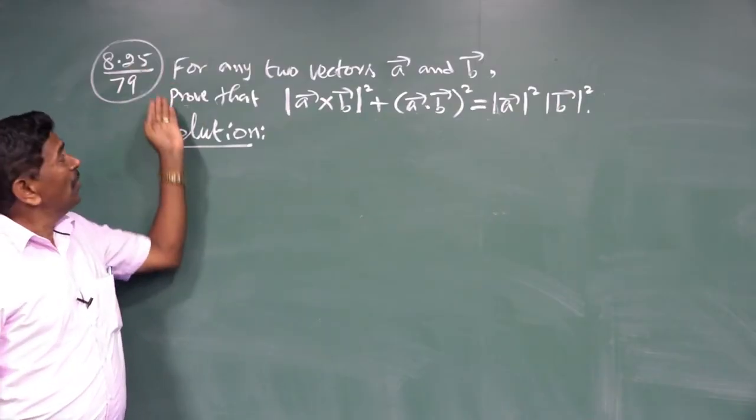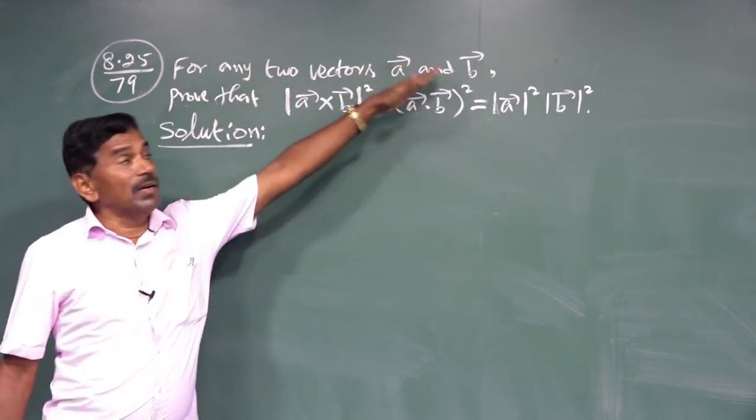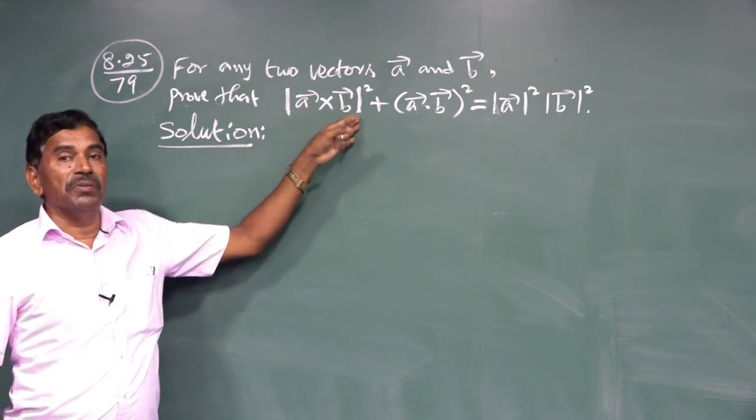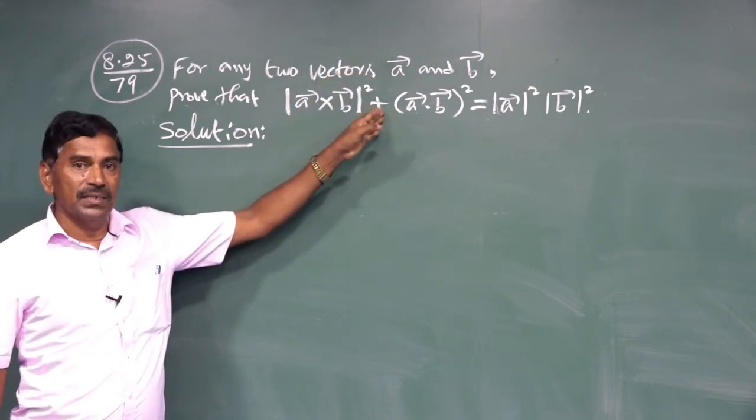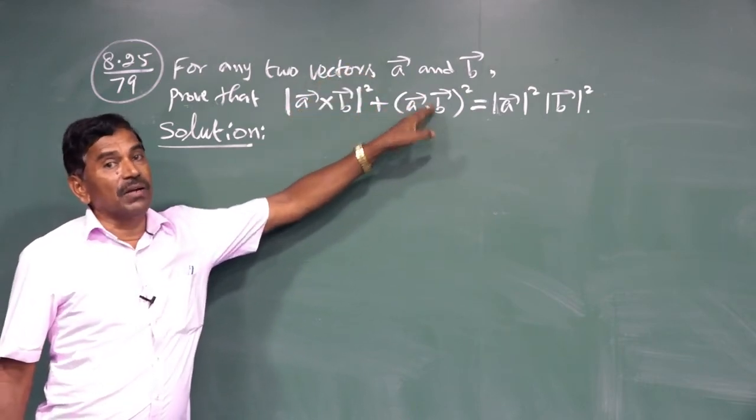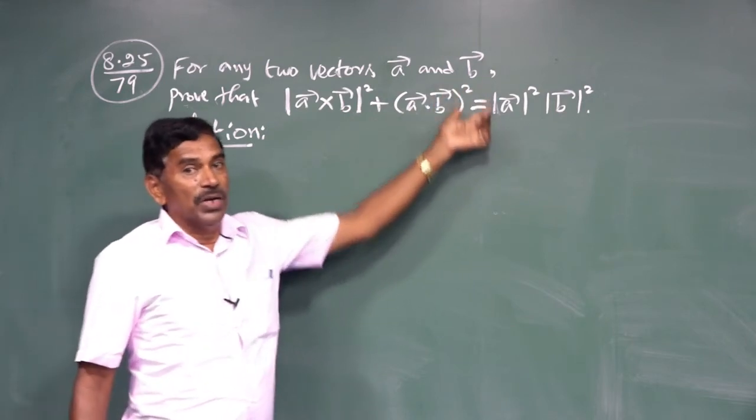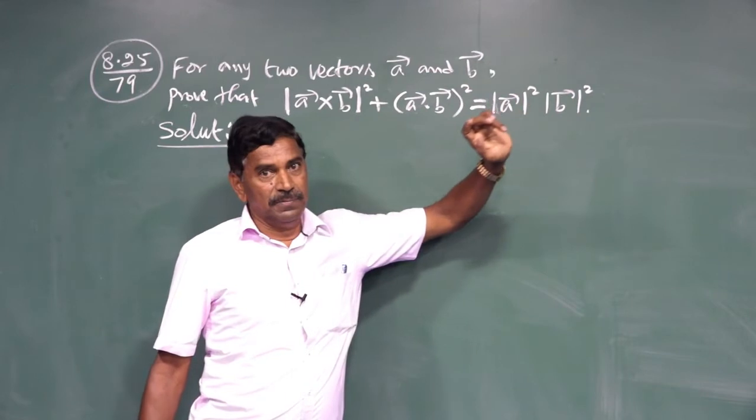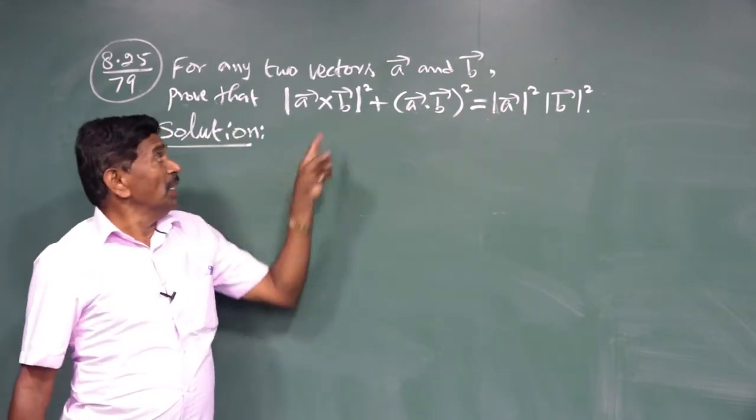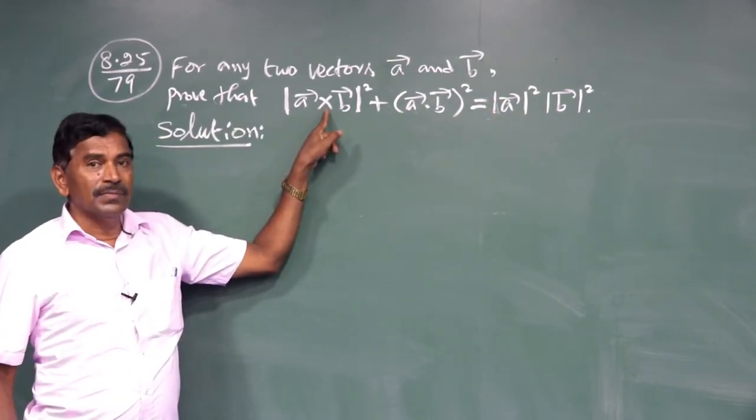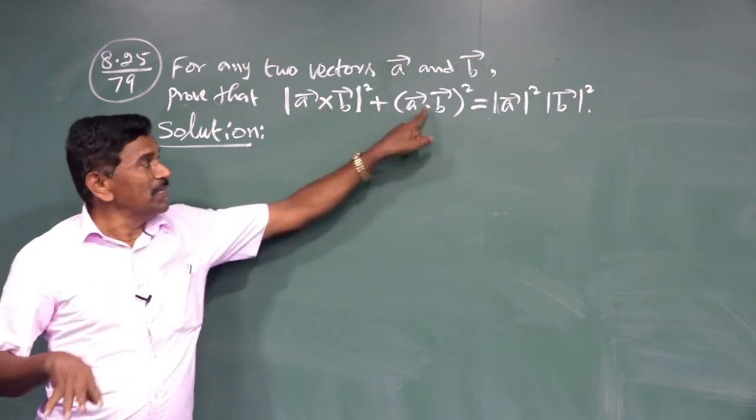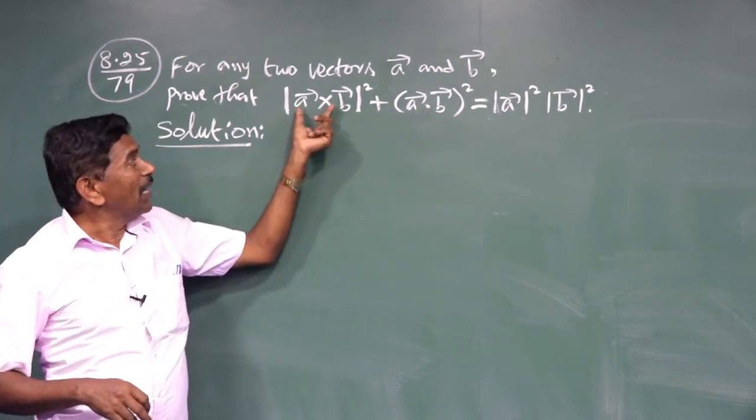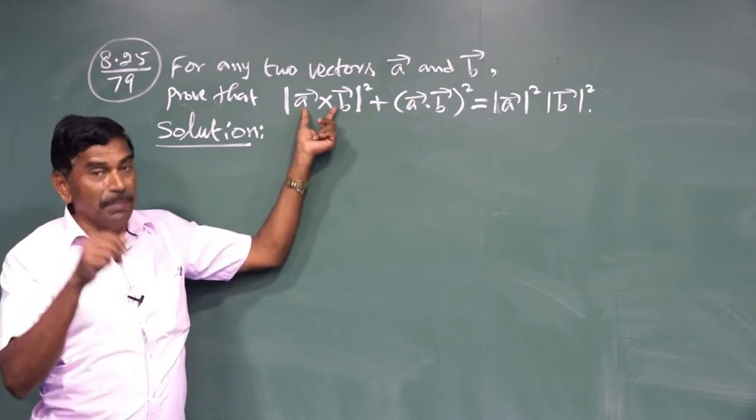Example 25. For any two vectors A vector and B vector, prove that modulus A vector cross B vector the whole square plus A vector dot B vector the whole square equal to modulus A vector square into modulus B vector square. Here first term, cross product. Second term, dot product. So, first complete the bracket answer.